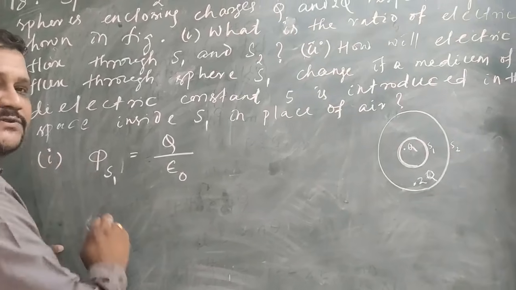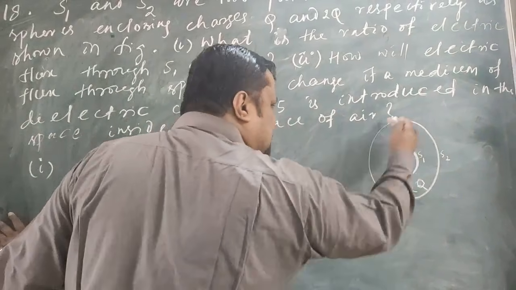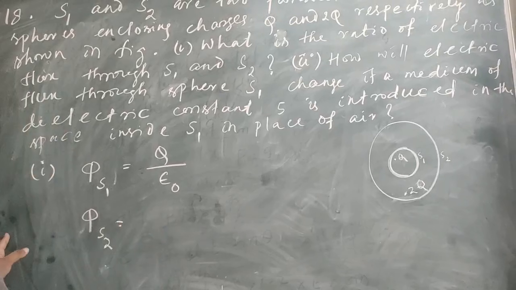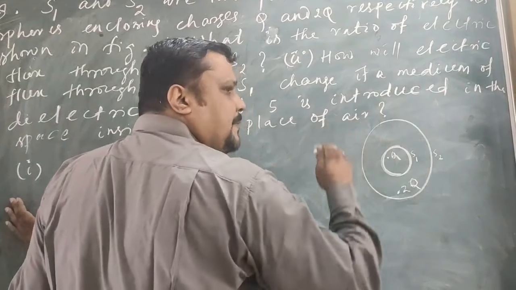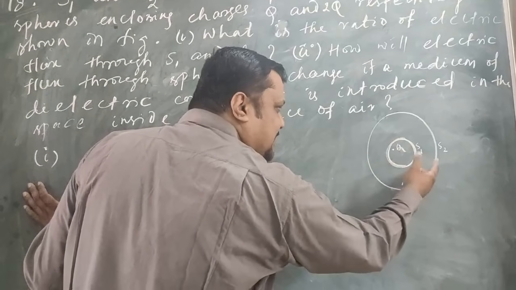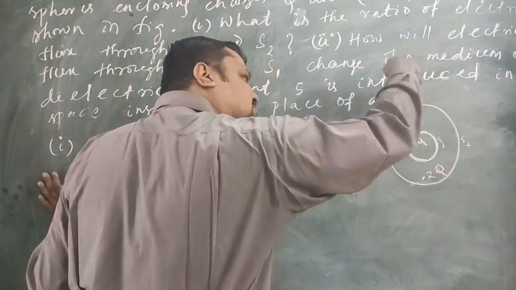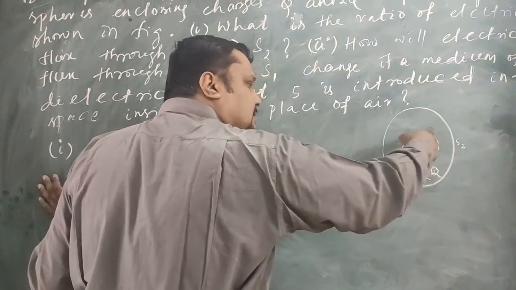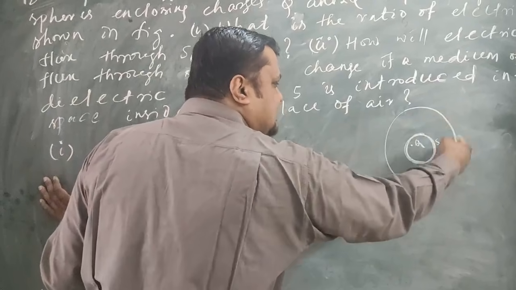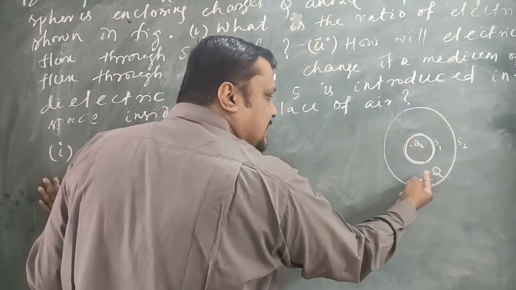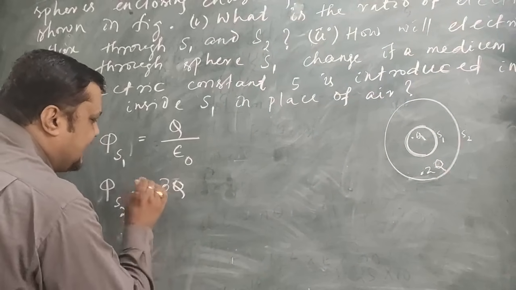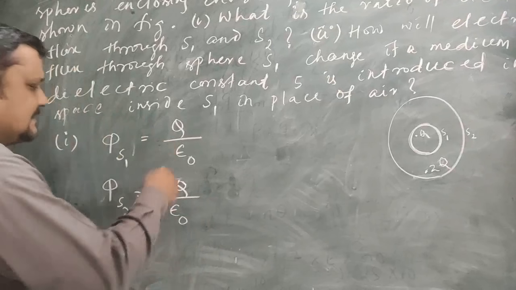Now for the sphere S2, what is the flux through S2? It is equal to the net charge enclosed by S2. The 2Q is enclosed, and because they are concentric, S2 also encloses S1, meaning it also encloses the charge Q. So the net charge enclosed by S2 is 2Q plus Q, that is 3Q, divided by epsilon naught, by Gauss law.